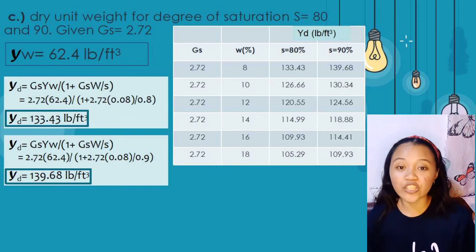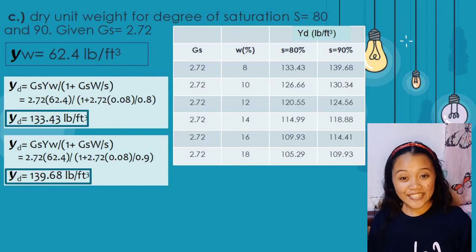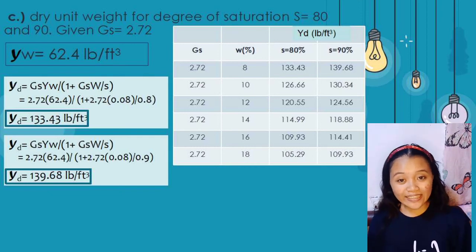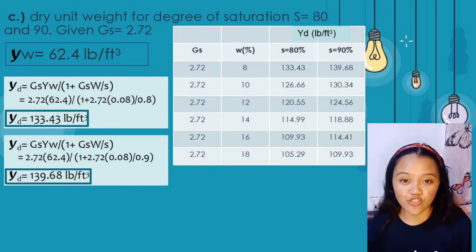133.43 pounds per cubic foot. And the value of our dry unit weight for the degree of saturation to be 90 to be equal to 139.68 pounds per cubic foot.